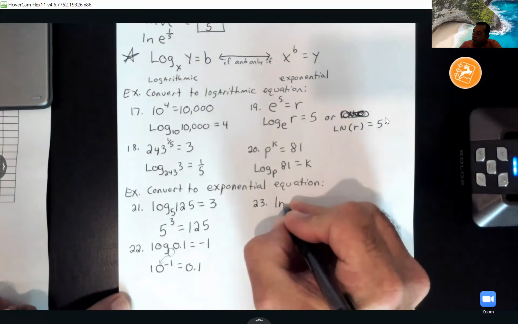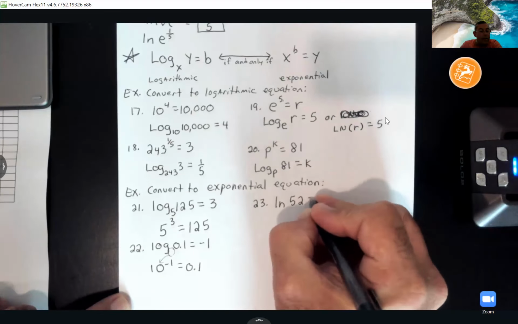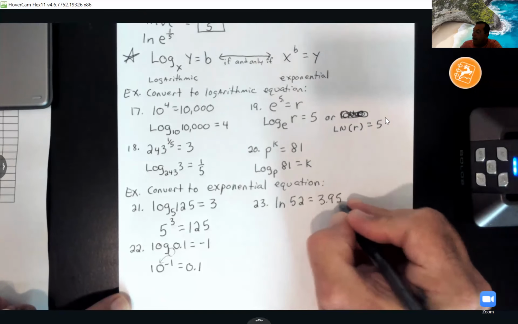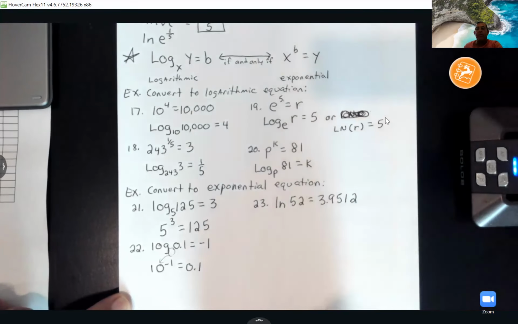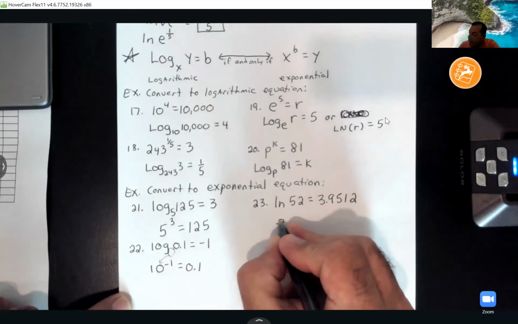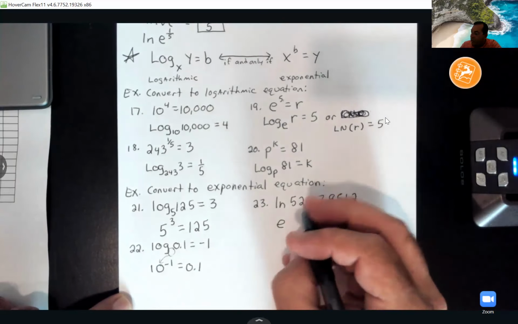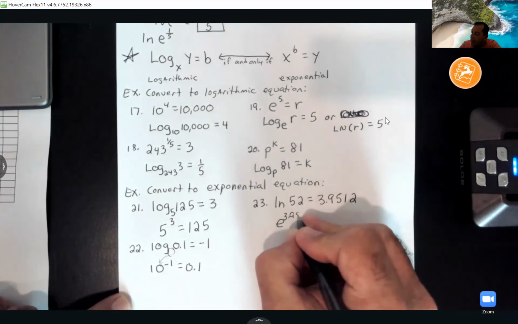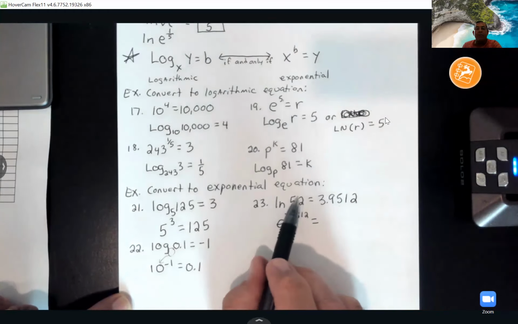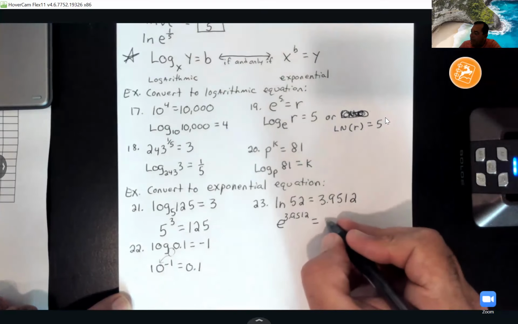All right, y'all. ln of 52 equals 3.9512. So remember, this is the ln. ln is really a log base e, which means my base is the e. My exponent is 3.9512, and that's going to equal my result of 52.